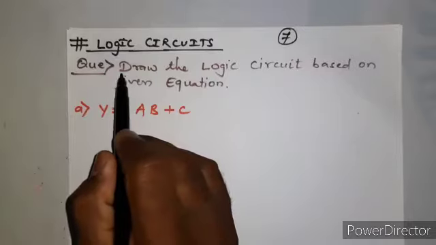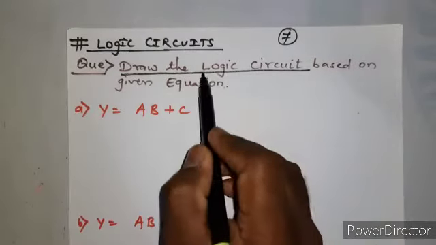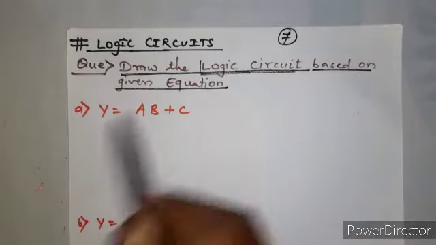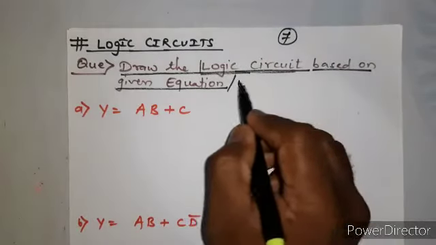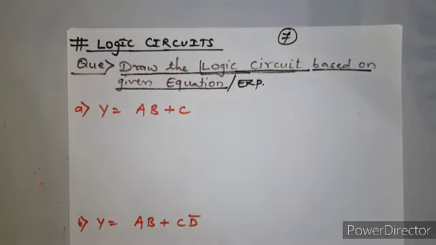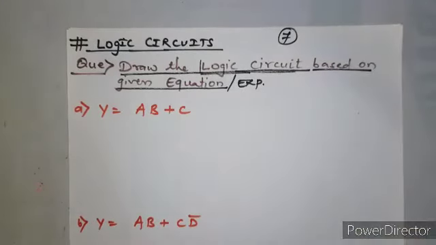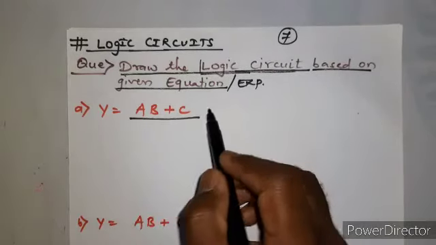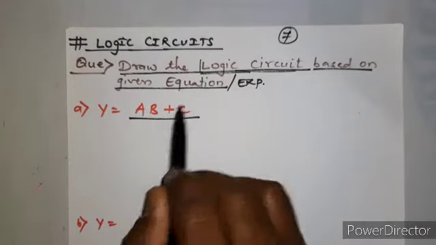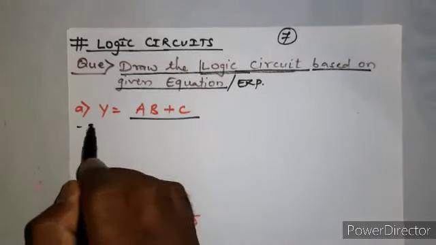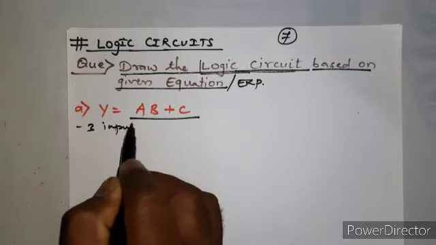The question is: draw the logic circuit based on the given equation. This is also called an expression. So this is the first equation, Y is equal to A, B plus C. How many inputs do we have here? We have 3 different inputs, A, B and C, right? So 3 inputs we have.